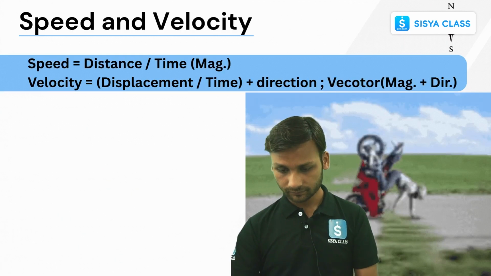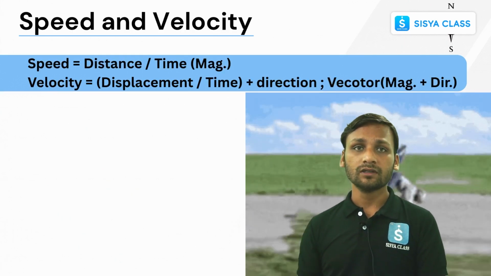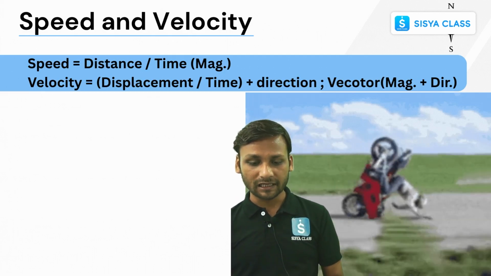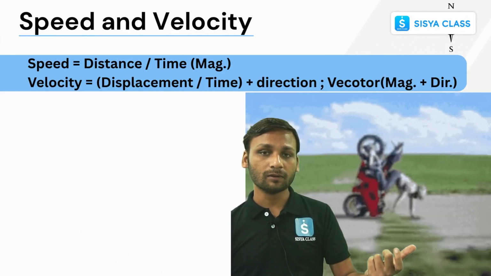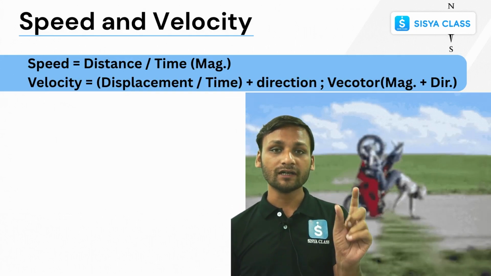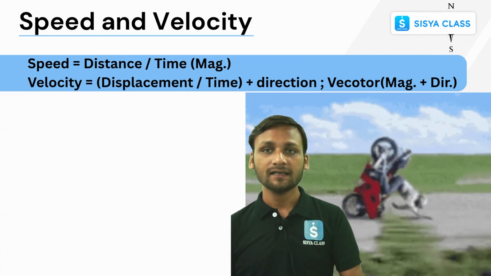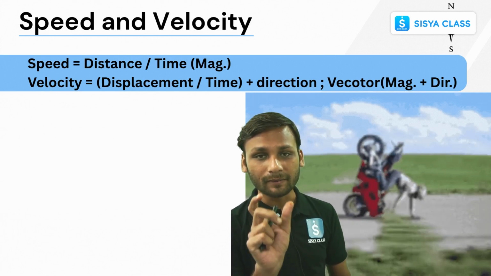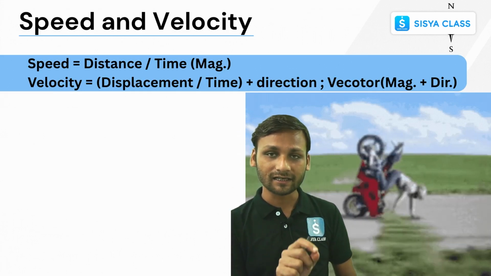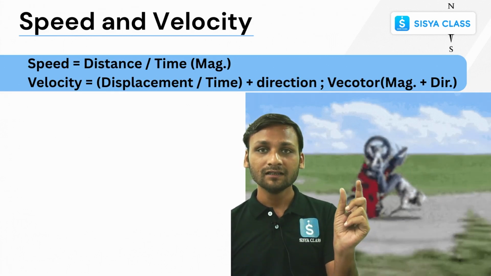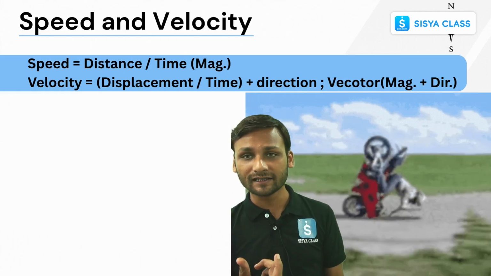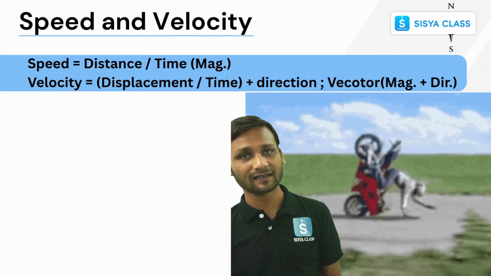Okay. Now, similarly, let's talk about speed and velocity. What is speed and velocity? The same concept that we discussed with distance and displacement. Distance is a scalar quantity that shows only the magnitude, and displacement shows the magnitude as well as the direction. Similarly, speed is a scalar quantity that shows only magnitude, and velocity is a vector quantity that shows you the value as well as the direction.